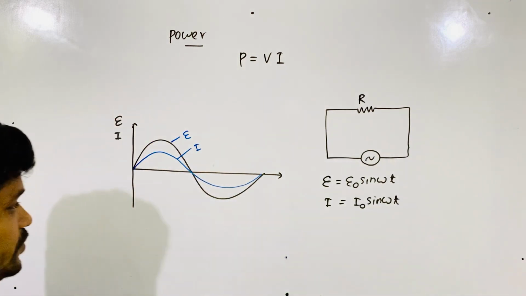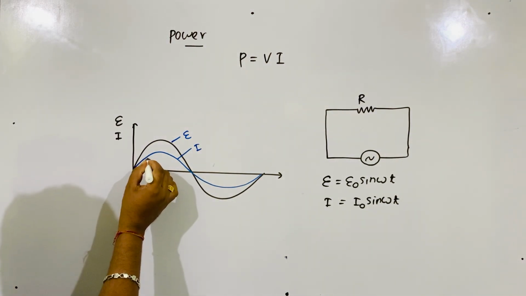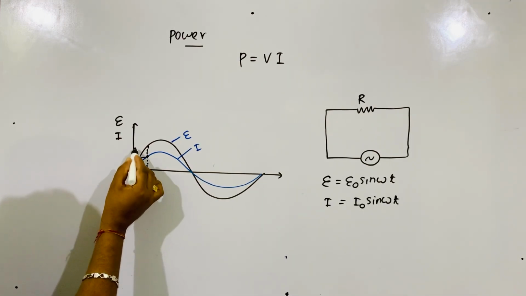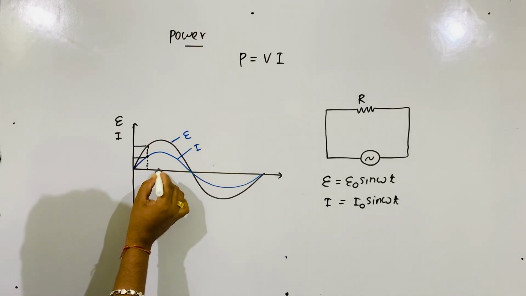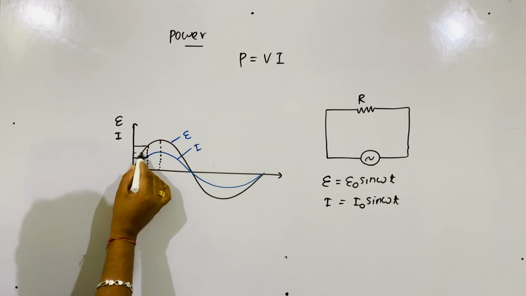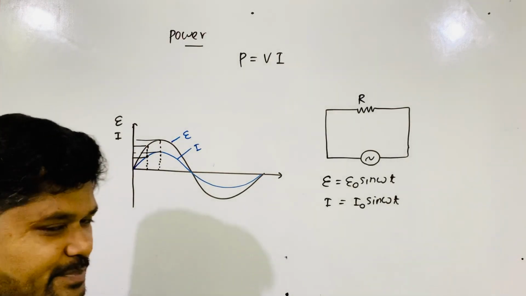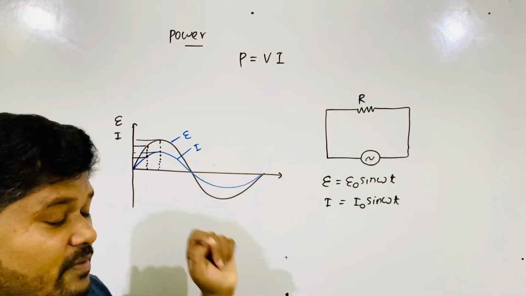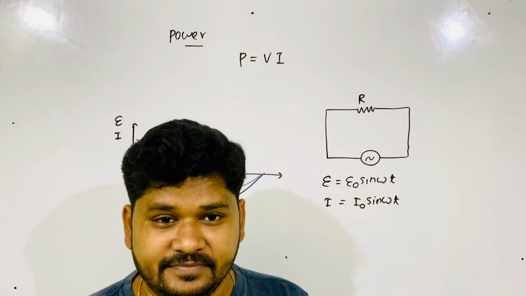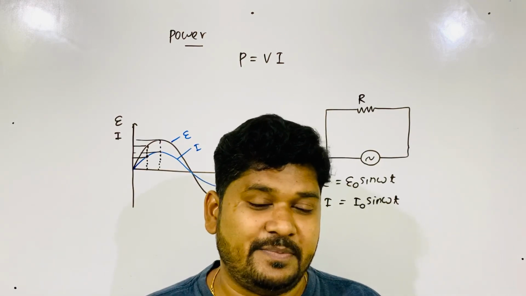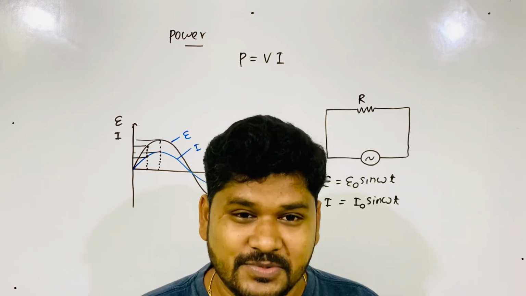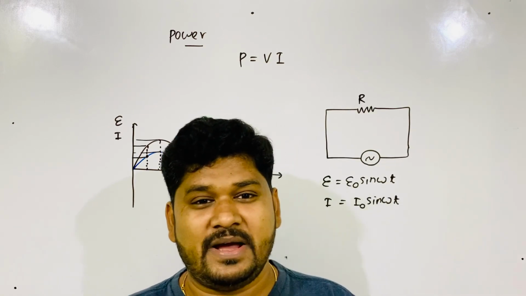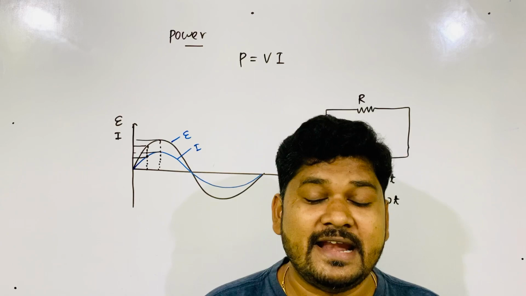Then what will we do? We have to find the power at every instant. At this instant, this is the current value. At this instant, this is the voltage value. Again at this instant, this is the current value, this is the voltage value. At every instant, voltage and current values are changing. So you have to find the power at every instant. After getting the power, then you have to find what? Average power.